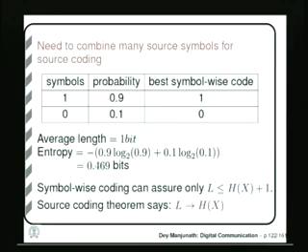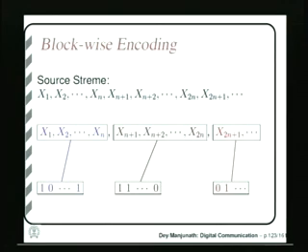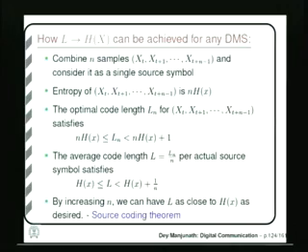Now we have seen that blockwise source coding gives better compression, where we combine n symbols together and encode them as a single code word. And then we have seen that by doing blockwise source coding, as we increase block length n to infinity, we asymptotically reach the source coding bound. So the average code length tends to H(X).